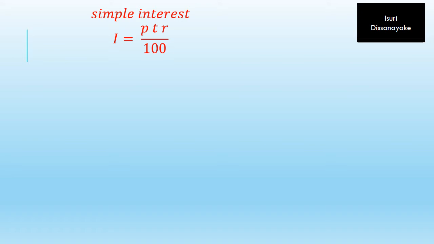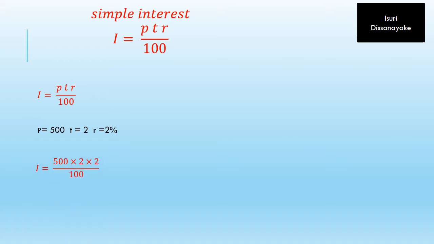So this is the simple interest formula: I equals P T R divided by 100. Let's simplify. Principal amount P equals 500. Time T equals 2 years. R, the interest rate, is 2% per annum. That means for 1 year.